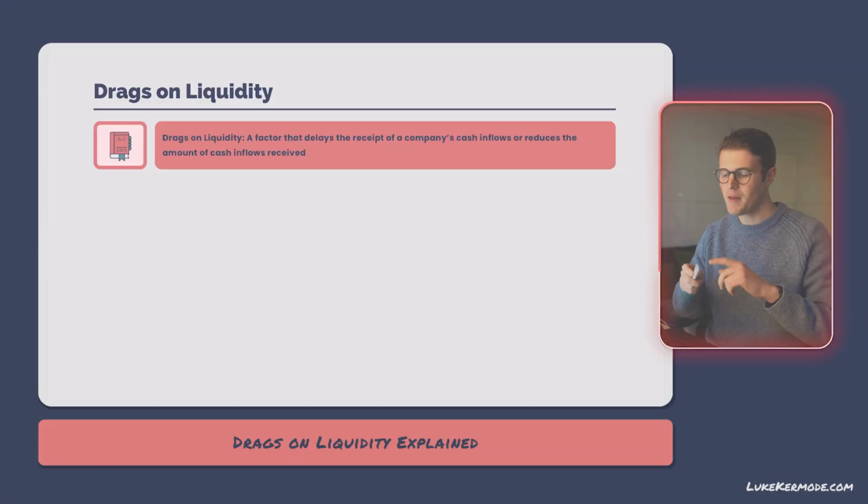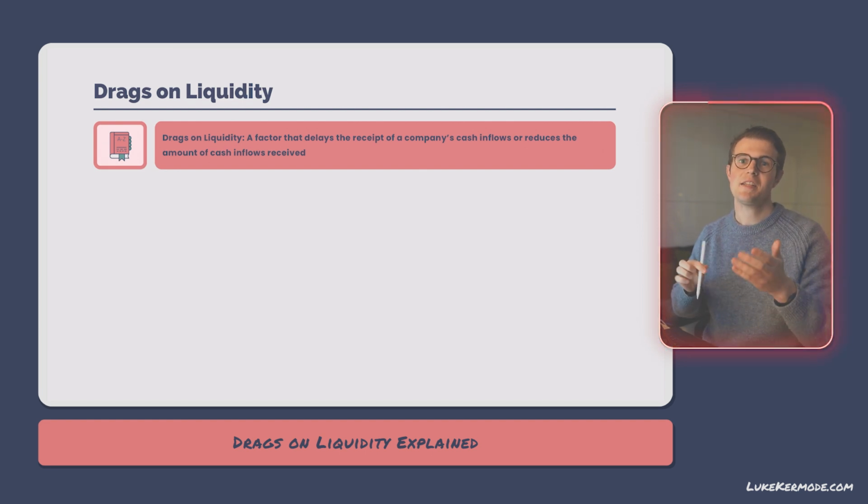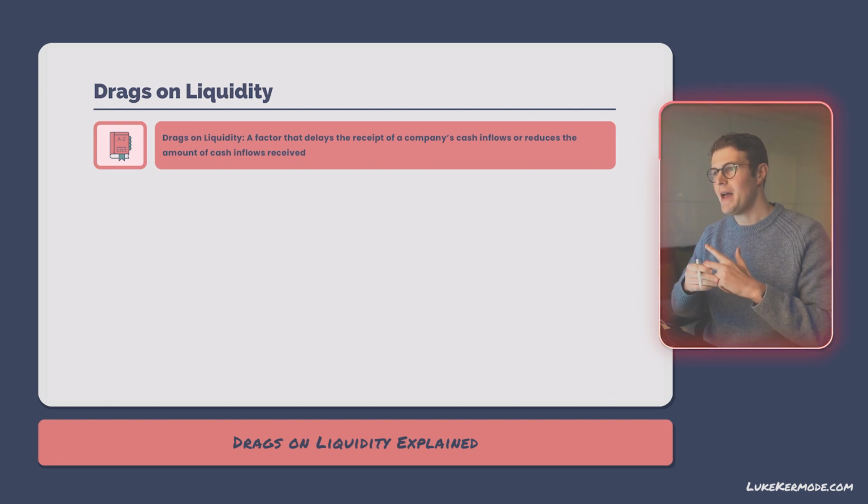Okay, so when we think about forces that have a negative impact on a company's liquidity position, we're thinking about factors which have a negative impact on their cash position. So the two main forces that I'm referring to are drags on liquidity and pulls on liquidity. So we'll start off by looking at drags.